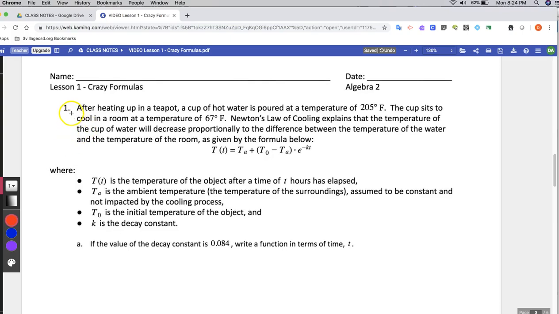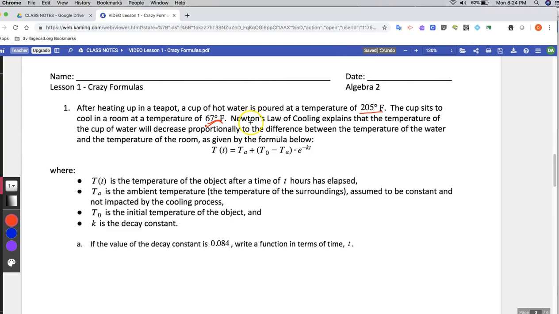So let's jump right into example number 1. Here we have, after heating up in a teapot, a cup of hot water is poured at a temperature of 205 degrees. So I'm just going to underline that number because I'm sure we're going to use that as part of this problem. Next we have that the cup sits to cool in a room at a temperature of 67 degrees. I'll underline that number as well, because I'm sure we're going to use that as part of our problem.